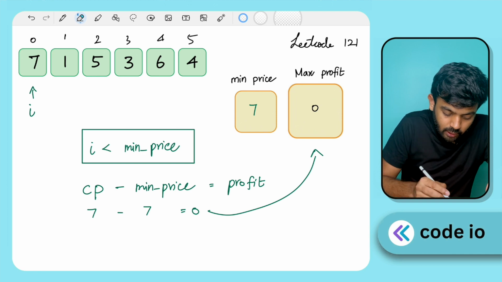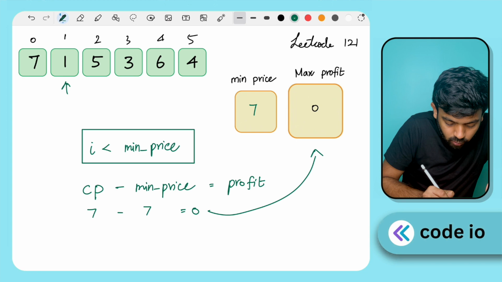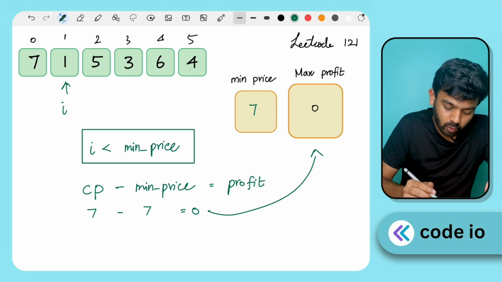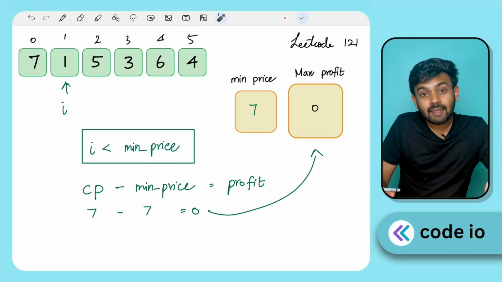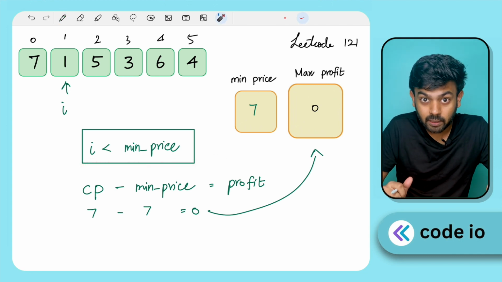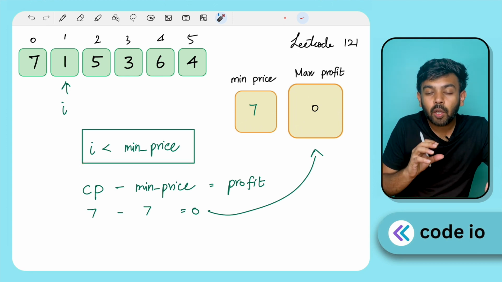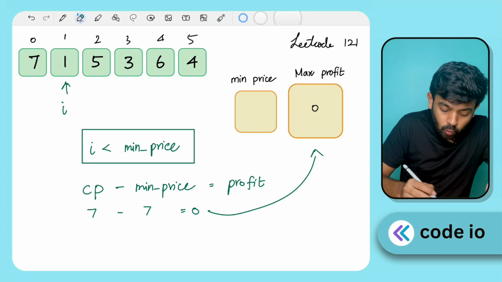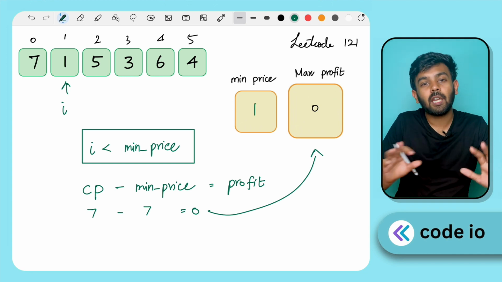What would you do in the next iteration? I'm going to move my pointer to the next position. Now if I could see, this condition is getting satisfied, right? I is lesser than my min price. In that case I am going to update my min price. Because this 1 is lesser than 7, I am updating my min price.